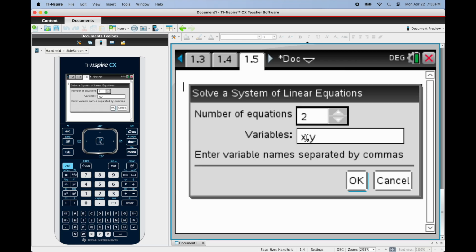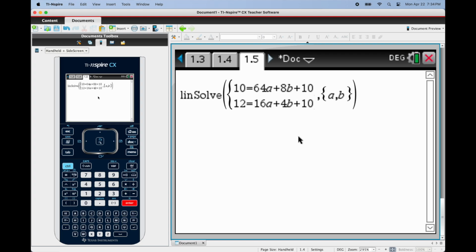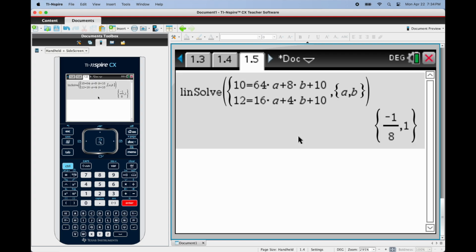We have two equations. They're in terms of a and b, so let's actually just write that. You can use x and y, but it just makes it easier. And let's input those equations. 2, 10 equals 64a plus 8b plus 10. And we have 12 equals 16a plus 4b plus 10. And that should give us our values. So since this is a and this is b, we know that a is equal to negative 1 over 8, and b is equal to 1.